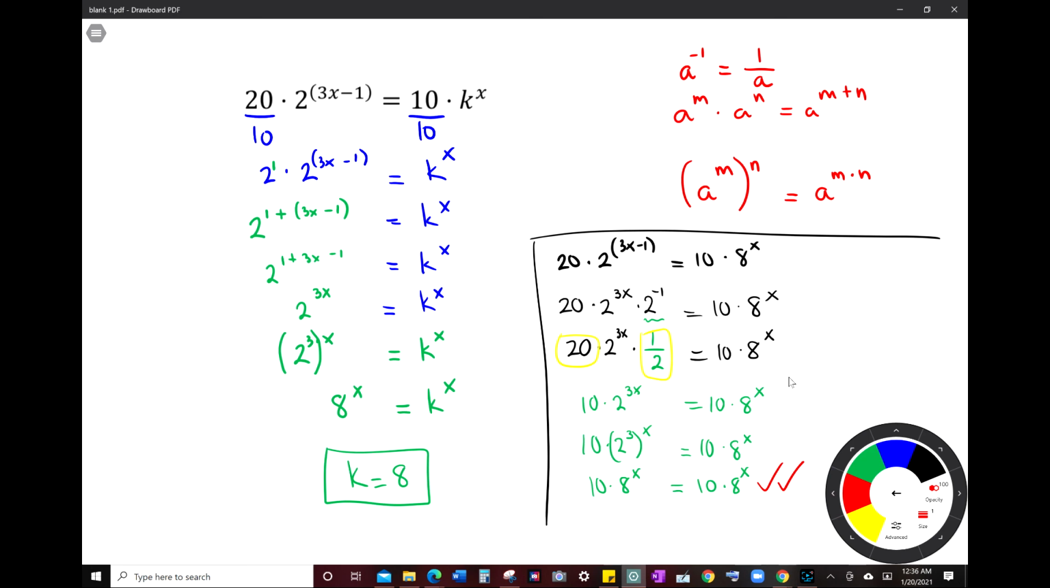Alright, hopefully this video will help you guys understand a little bit more about how to solve a problem with exponents, where the base is the variable that we are looking for.